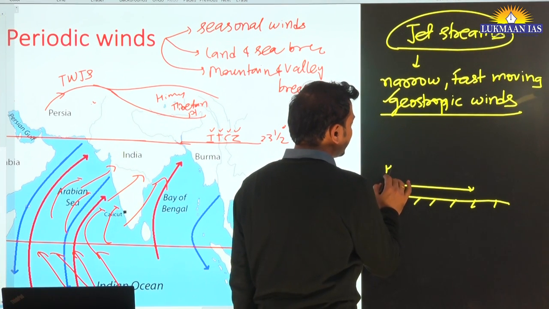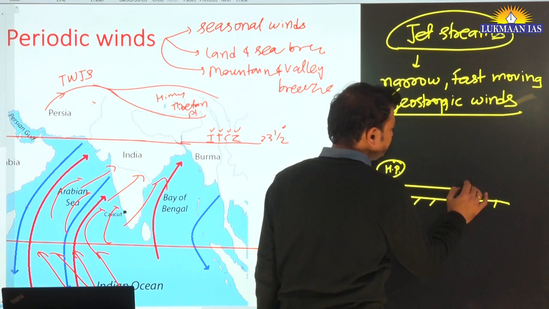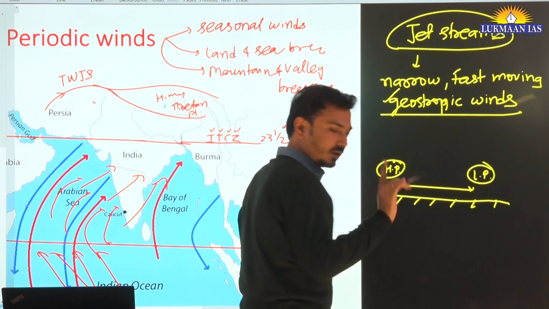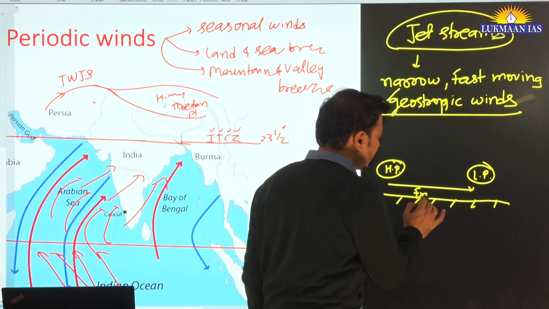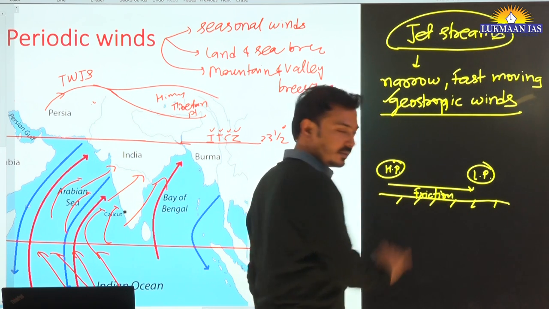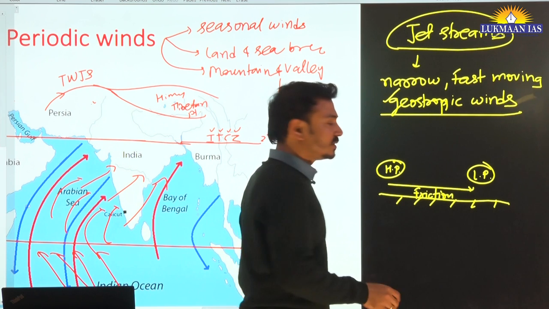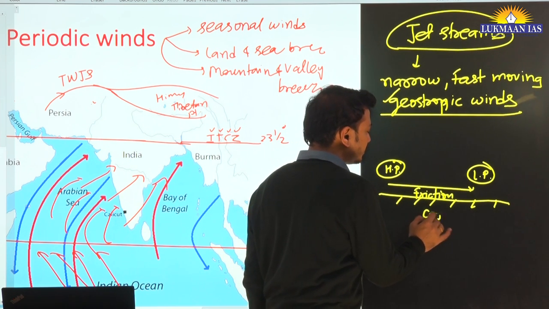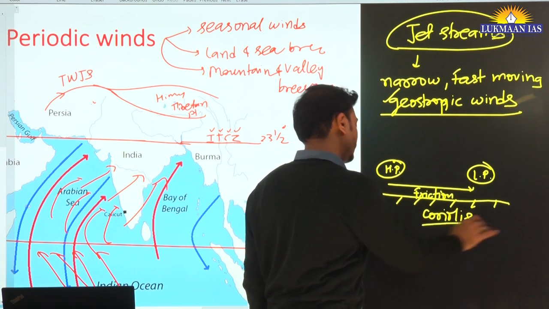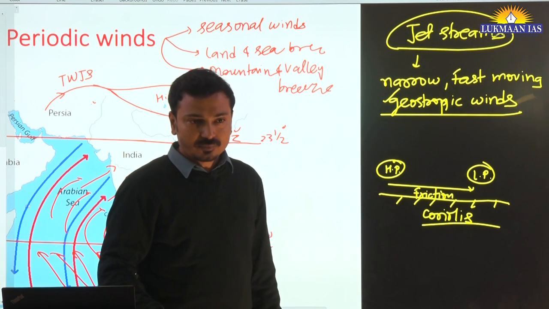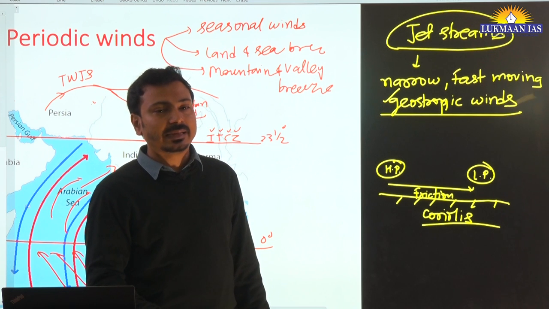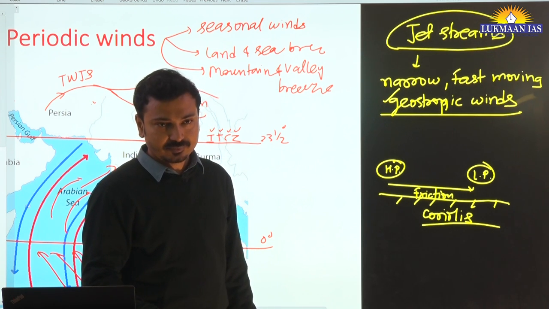First is the pressure gradient. It is moving from high pressure to low pressure. This is one force. Second force it is experiencing is friction as it is moving along the earth surface. And the third force it experiences is Coriolis force. These three forces are acting on that wind. Okay. And because of that, its direction is decided.